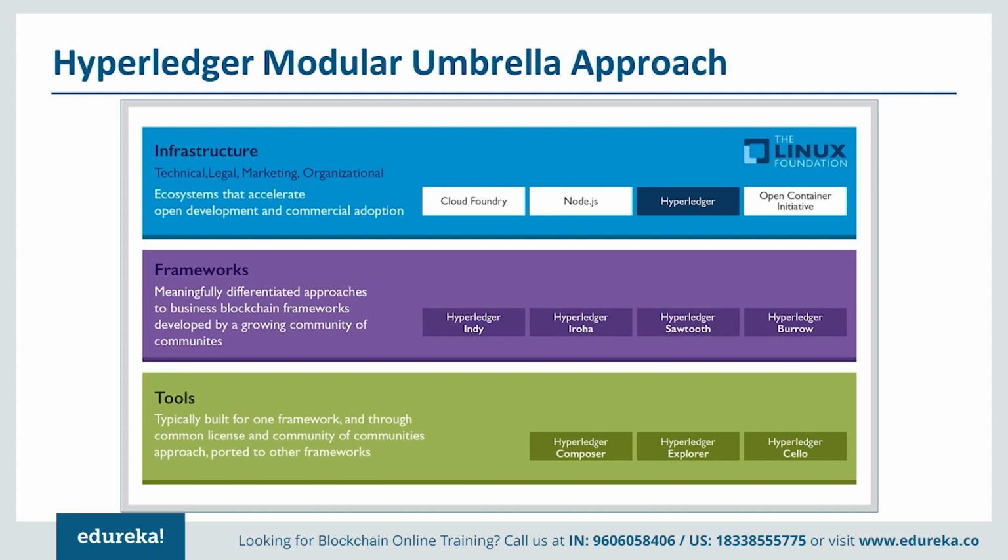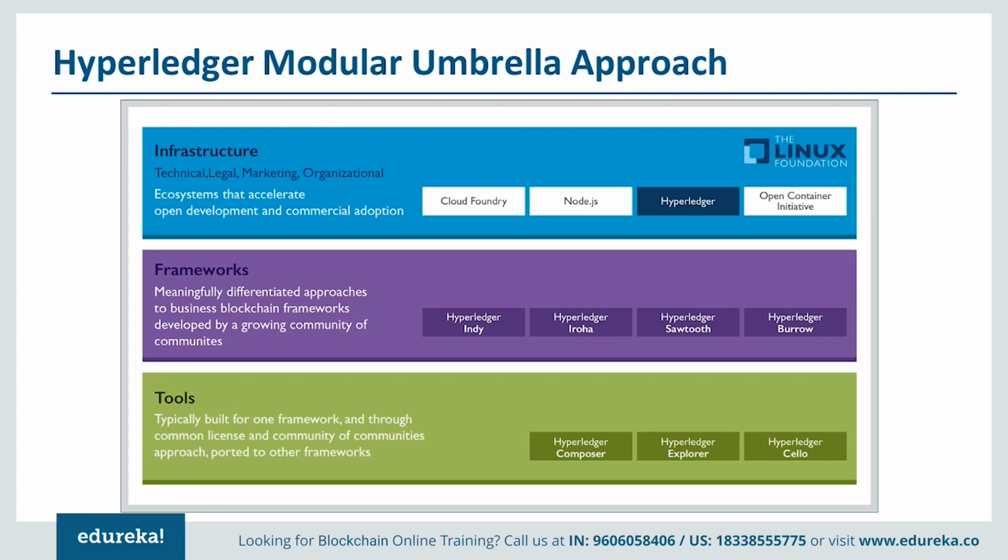So I was mentioning Hyperledger Indy. Hyperledger Indy is specifically meant for identity related issues. If you want to create a KYC based system, or an Aadhaar based system, you will probably create those implementations in Hyperledger Indy. Hyperledger Iroha is for when you want to create a mobile based application, and that too in C++. If you want to create a mobile based application, then Hyperledger Iroha is the best suited platform for that.